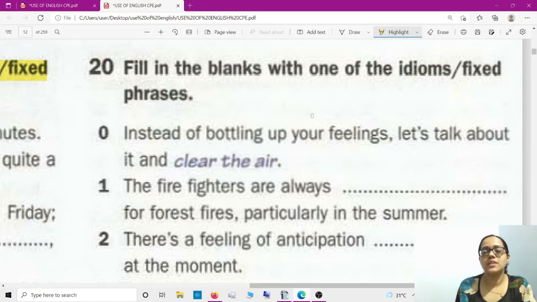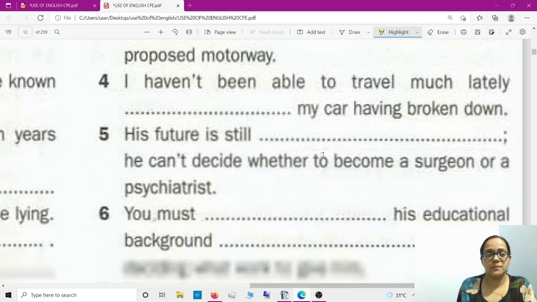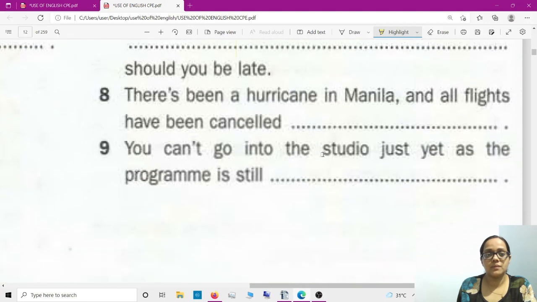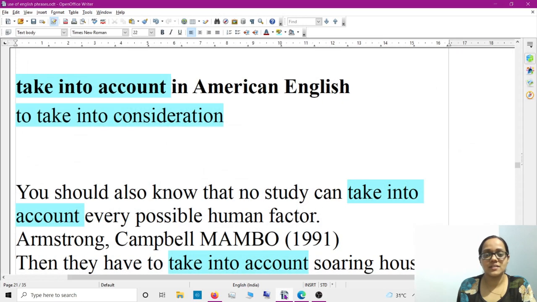Good morning. Today we will be discussing some more phrasal verbs and idioms. Please try to do this question by yourself. You can pause at your own pace. Now we will be discussing the answers.